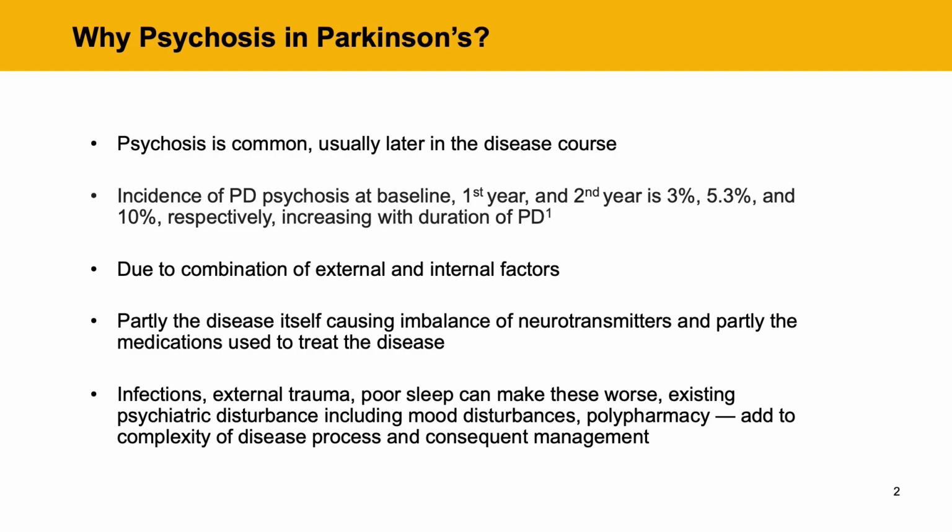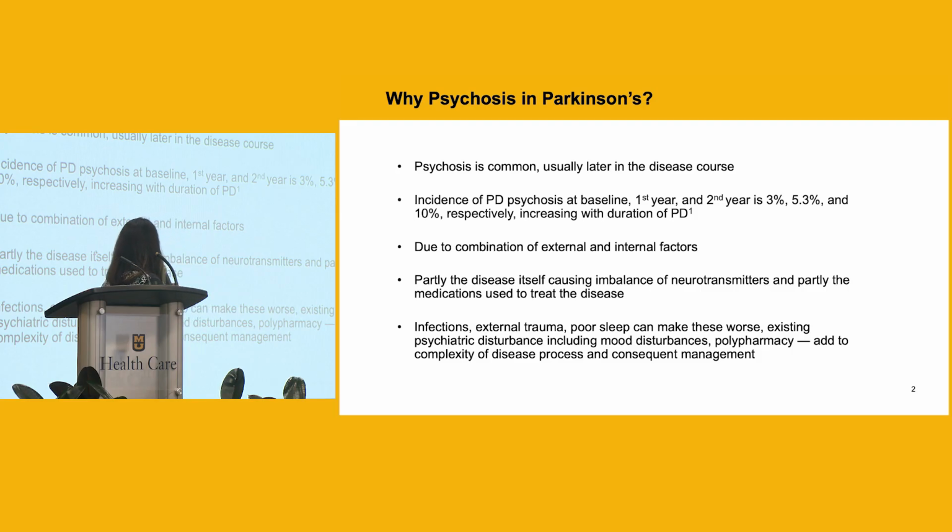Infections, chest infections and urinary tract infections, top the list, of course. And then any other existing psychiatric disturbances. If somebody already has a mood disorder like bipolar disorder, depression, or anxiety, those patients are more prone to developing Parkinson's disease psychosis. All of these, of course, add to the complexity of the disease process and the consequent management of our patients.